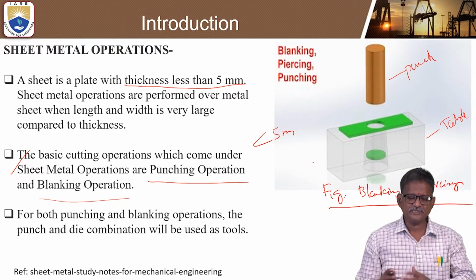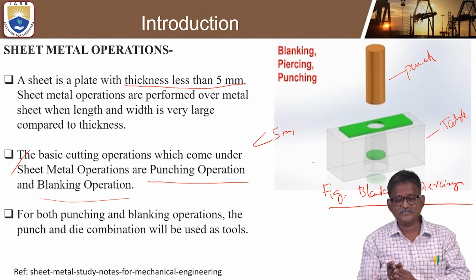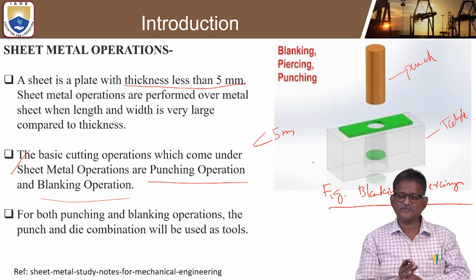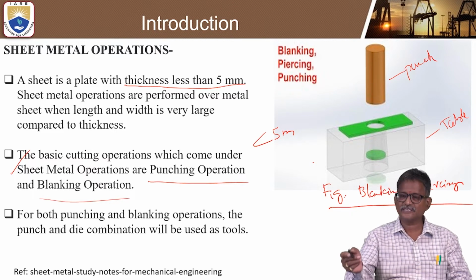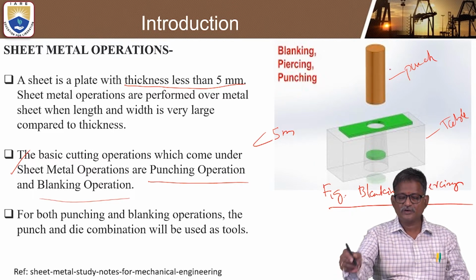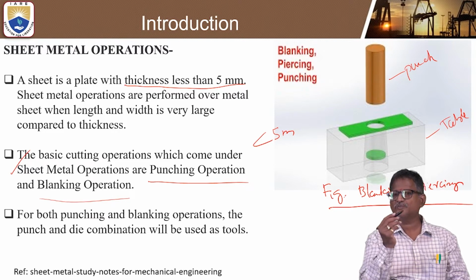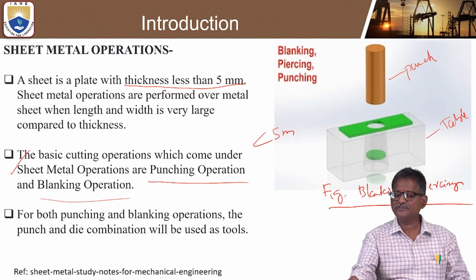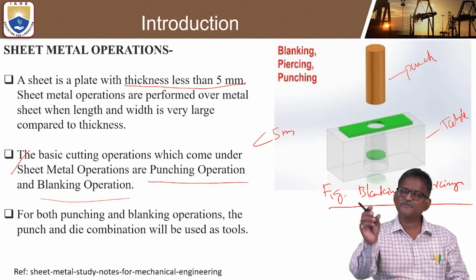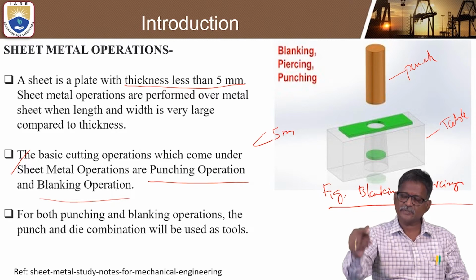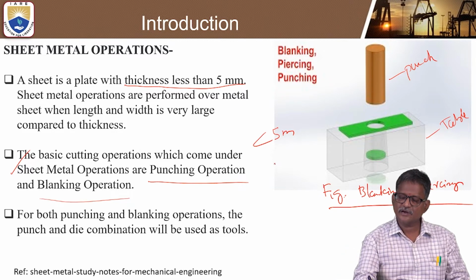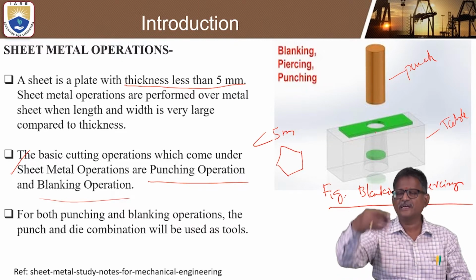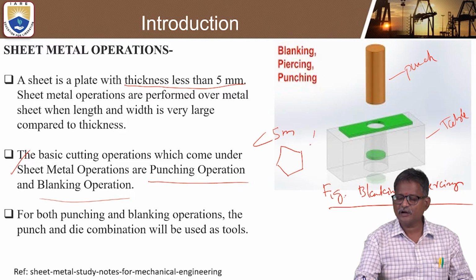Now, both punching and blanking operations are processes where a punch and die combination is used as the tools. The punch acts as a tool, and in the case of the die, a hollow portion can have different shapes. If we use a circular cylinder, we get a circular shape; if you use a pentagonal prism, only that pentagonal shape can be obtained. If it is hexagonal, a hexagonal punch can be obtained.